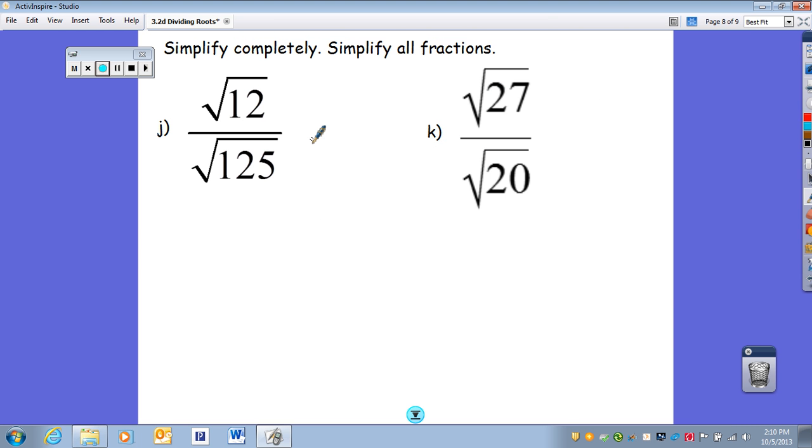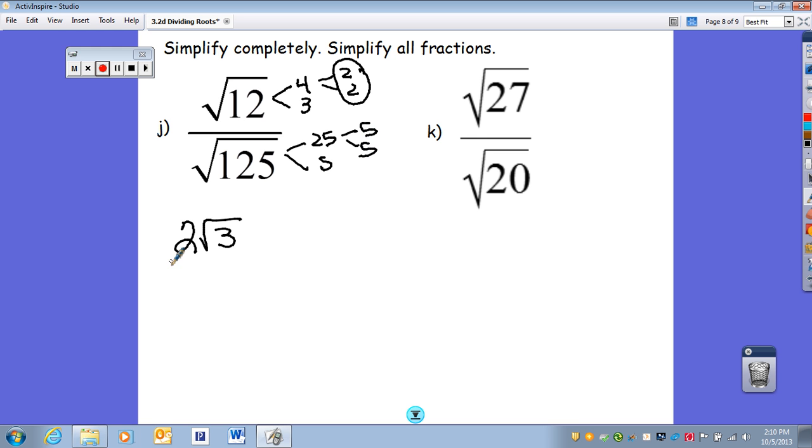We have the square root of 12 over the square root of 125. Now, can we simplify those to begin with? Let's make our factor trees. We have 4 times 3 and 2 times 2. So the 2's, one of them can come out and the 3 stays underneath. 125 is 25 times 5 and 5 times 5. So a 5 can come out and the 5 stays under the radical.